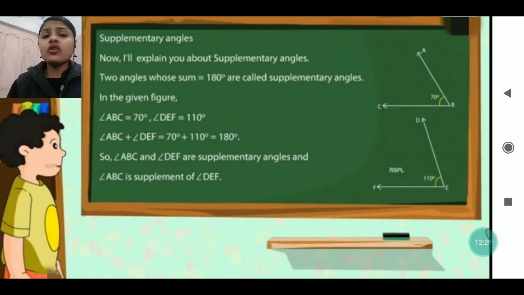So this is how we find out the complementary angles and the supplementary angles. In complementary angles, we have to take the sum of two angles, and then we observe the measurement after adding both. If we are getting 90 degrees, then it is a complementary angle. In the same way, when we are adding two angles and we are getting the sum as 180 degrees, then it is considered a supplementary angle.